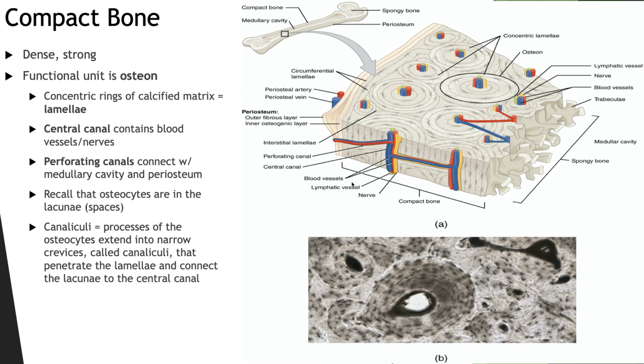You also have lacunae, which are open spaces that contain mature bone cells, often called osteocytes, trapped within each lacuna. Osteocytes cannot divide, and therefore each lacuna consists of only one osteocyte. You also have the canaliculi, which are processes of the osteocytes that extend into narrow crevices called canaliculi that penetrate the lamellae and connect the lacunae to the central canal.